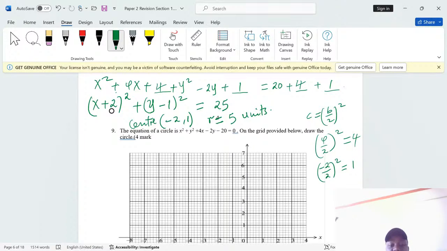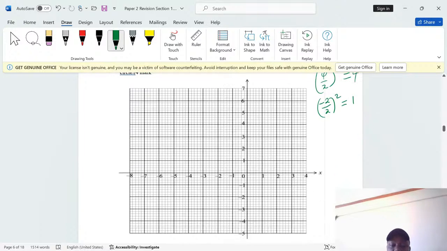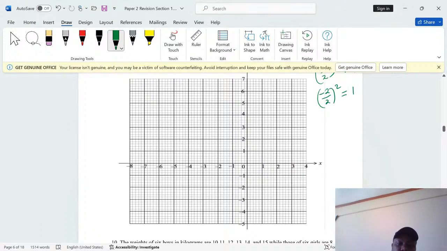Therefore, a student now will proceed to the graph, standing at the coordinate -2, 1, which is here, and using a radius of 5 units. Now the circle will be made. So you use your compass and make a circle using this center and 5 units, 1, 2, 3, 4, 5. So the circle will be passing at some point there. Use 5 units across. So 1, 2, 3, 4, 5. The circle will also pass there.